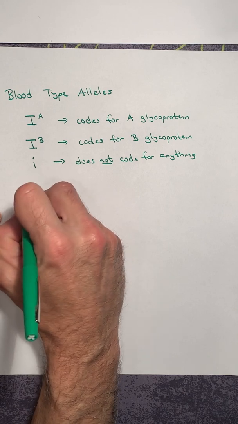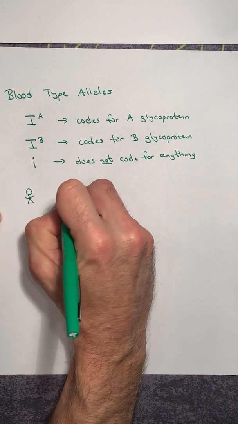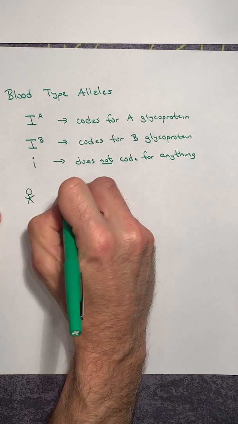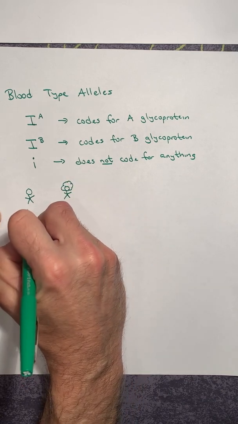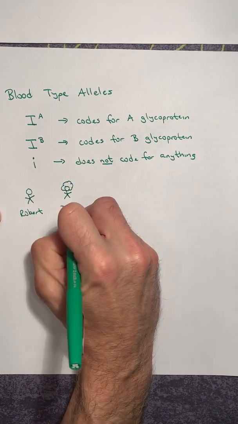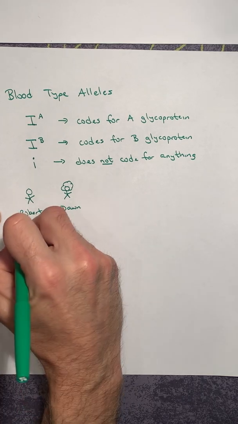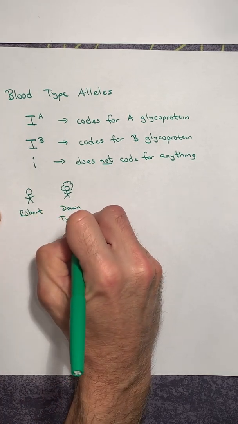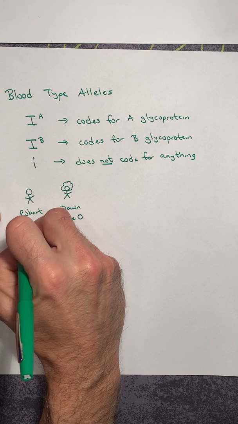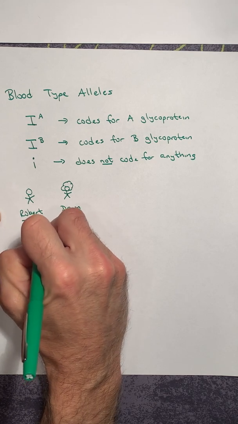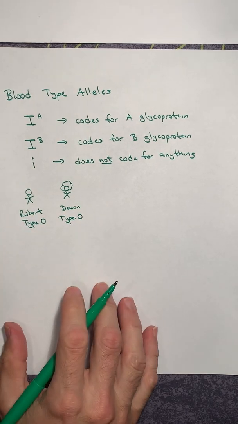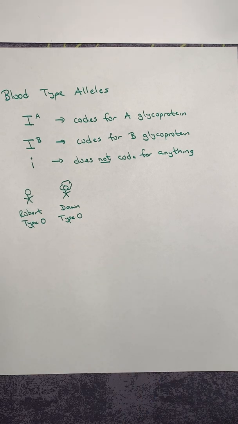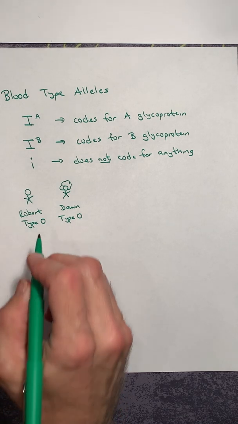So there's these 2 individuals. And there's Robert, and there's Dawn. She is type O. He is type O. So, Dawn and I are both type O. What's Emily's blood type? Emily's blood type has to be O. And here's how you know that.